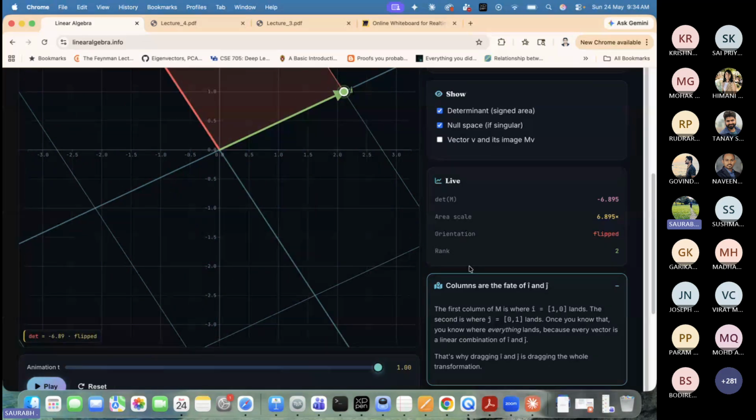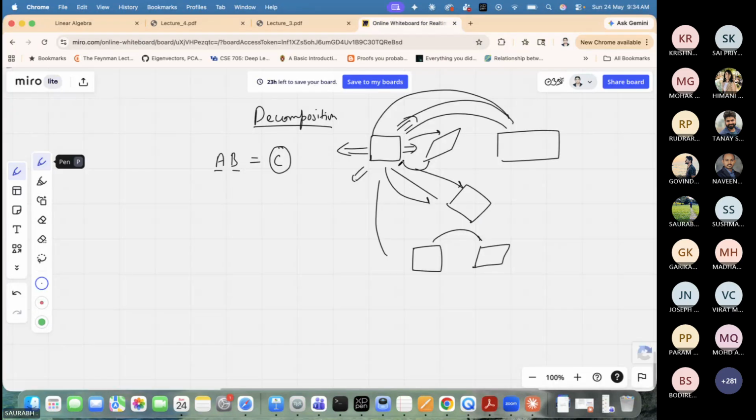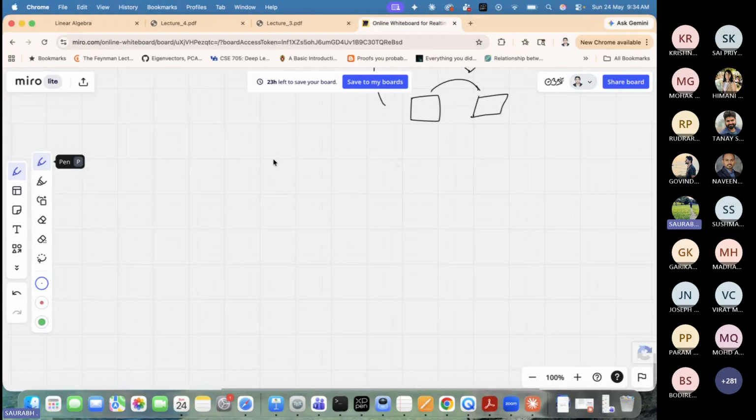Now what matrix decomposition does is, it basically helps you find out, given a matrix C, if you decompose it into primary matrices A and B, such that, let's say, A matrix does only rotation.